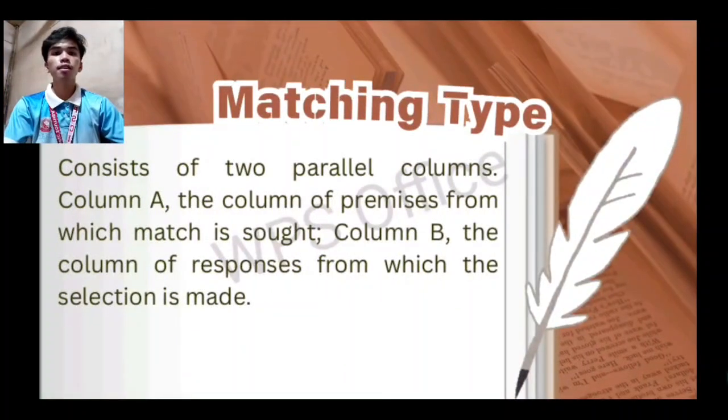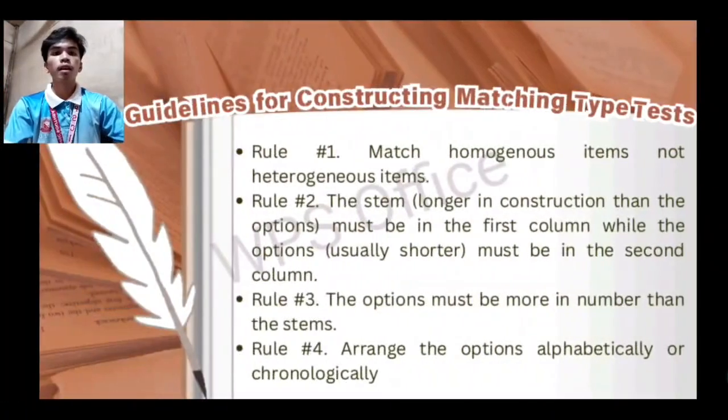Okay, let's proceed to matching type. Matching type consists of two parallel columns. Column A, the column of premises from which match is sought. Column B, the column of responses from which the selection is made. Here's the guidelines for constructing matching type test.